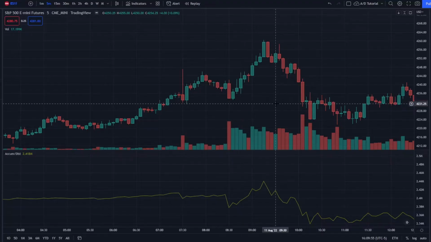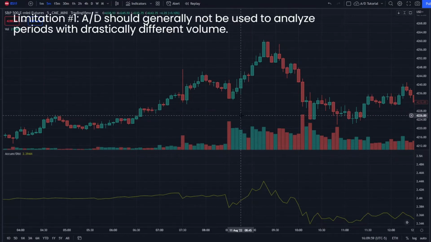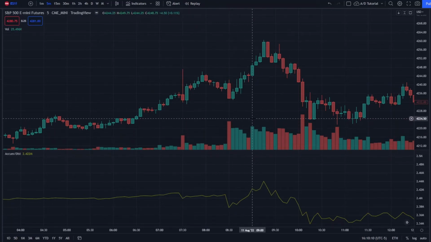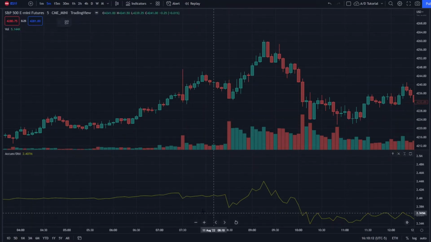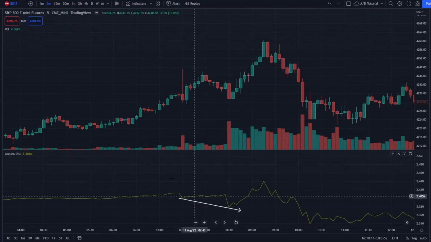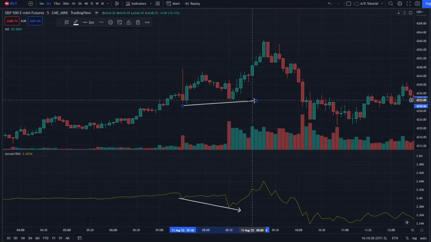So we have to be extra careful if the range we're analyzing has a large difference in volume, as it may skew the AD reading since volume is such a large input. So here we're looking at some price action that encompasses both pre-market trading as well as market hours trading. And we can see that it seems as though there's bearish divergence on AD because AD is making lower lows when price is making higher lows.